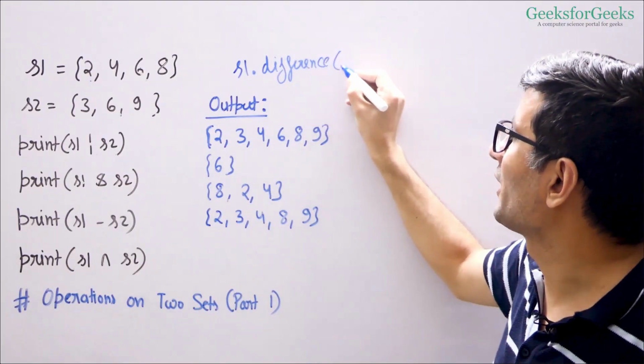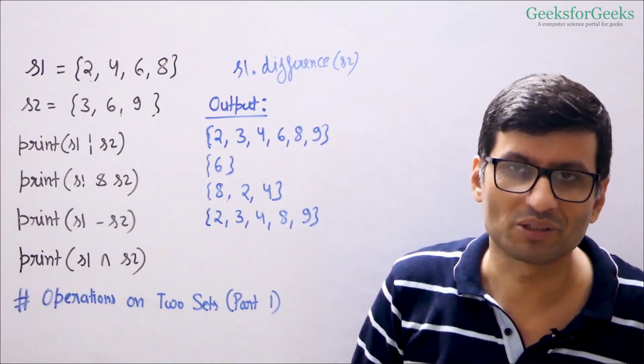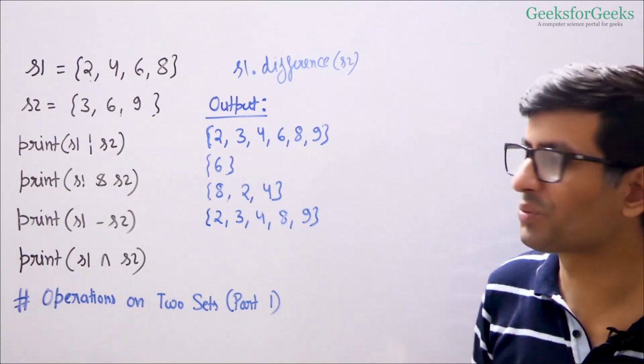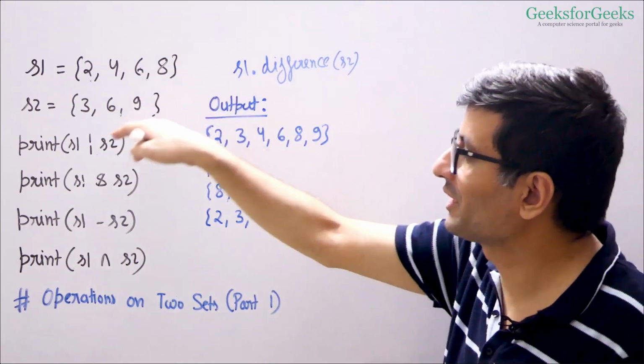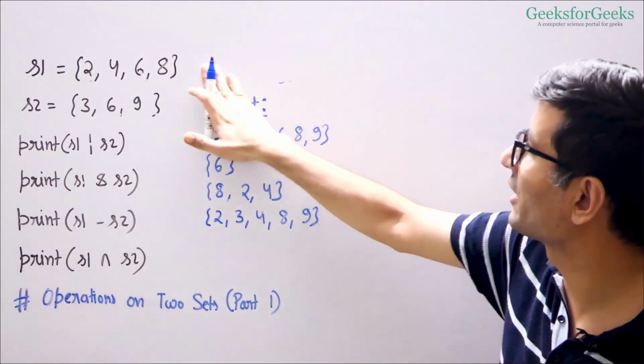And please note that S1 dot difference S2 would not be equivalent to S2 dot difference S1, right? Because S2 dot difference S1 will give you the items which are present in S2 but not in S1, right? So S2 dot difference S1 will give you 3 and 9.